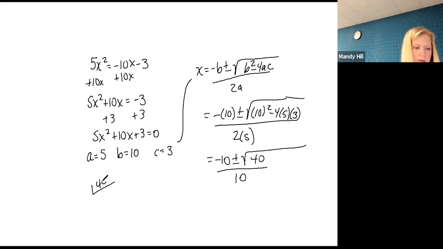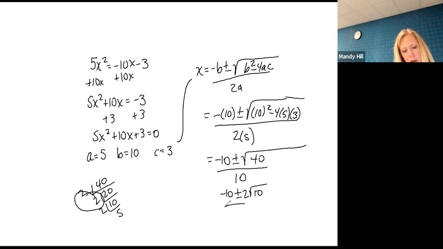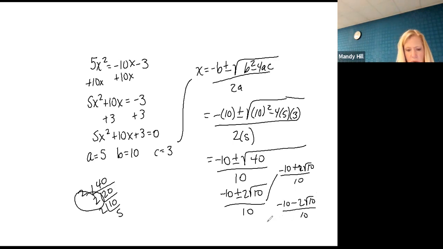We would want to look at the 40 and see if we could pull anything out of that. 2 will go into 40 20 times. 2 will go into 20 10 times. 2 will go into 10 5 times. So we've got a pair of 2's that we could pull out. So negative 10 plus or minus 2 square root of 10 over 10. We know that this is two answers. It's negative 10 plus 2 square root of 10 over 10 and negative 10 minus 2 square root of 10 over 10.